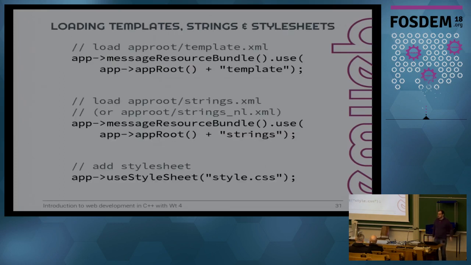And then when you want to load your style sheets, you have to use the message resource bundle of the app and call the use function, and then you give it the path to the app root, which you can retrieve with the app root function. And then you add templates or strings to load the strings. And you don't need to add the .xml. That will be added automatically. And you'll notice that there's no loading of strings_nl. It will also automatically load that when it detects that the locale is Dutch. And then you can also add a style sheet with use style sheet.